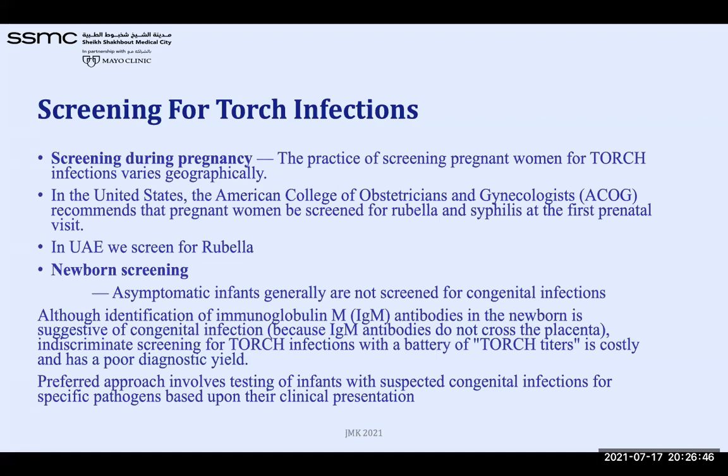Newborn screening: asymptomatic infants generally are not screened for any congenital infection. But if the baby is presenting with some typical signs and symptoms, which we will go through, then we should review and screen the babies. But routine screening for the newborn we are not doing, while for the mothers we are.